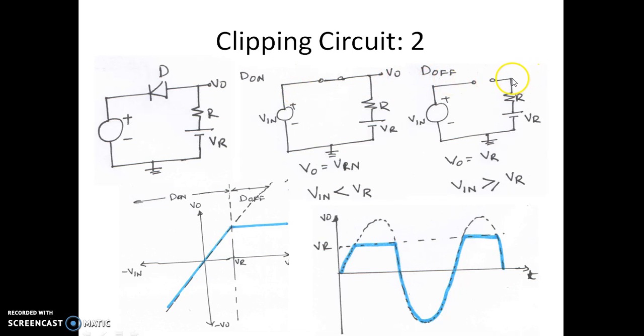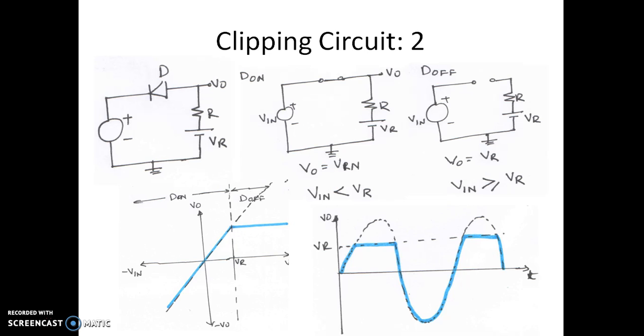If the diode is off, the output voltage is VR because the drop is 0 across the resistor. Whatever the voltage that is here will be available at V0. So output is equal to VR. This will occur when this diode is reverse biased. So this diode will get reverse biased if the voltage at the N terminal is more than VR, because we know that if the N terminal voltage is more than the P terminal voltage, the diode turns off.